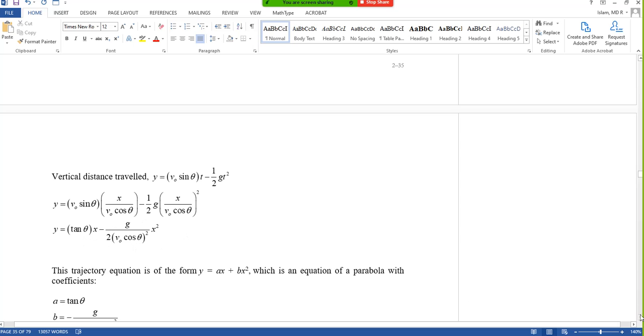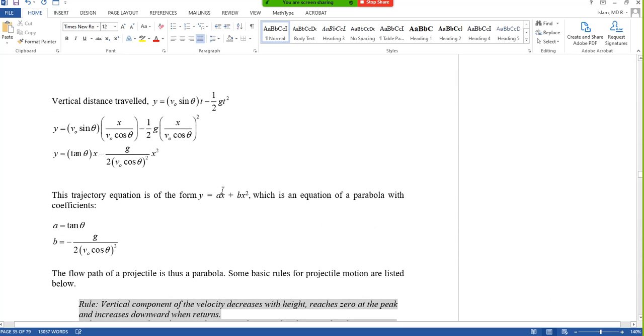After finding it, they found that tan theta is constant, because whatever angle we throw at, tan theta will be constant. This portion will also be constant. It will not change. So we can write this equation as y equals ax, then this portion is say b, x square. So y equals ax plus bx square, and this equation is the general equation for a parabola.